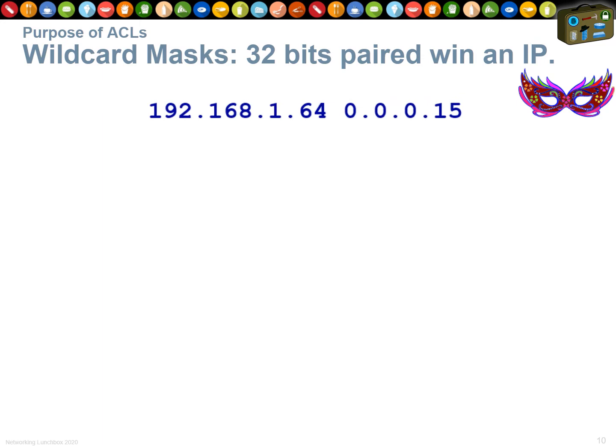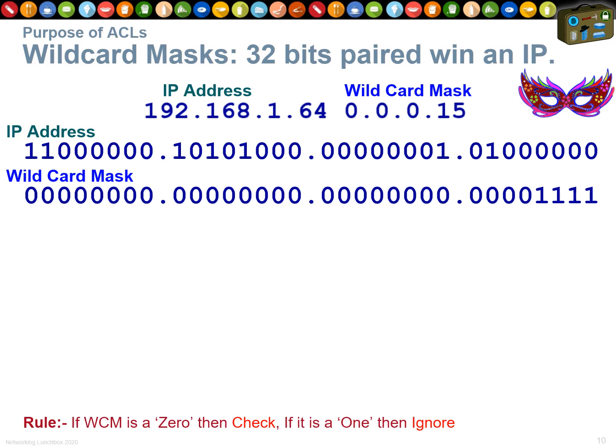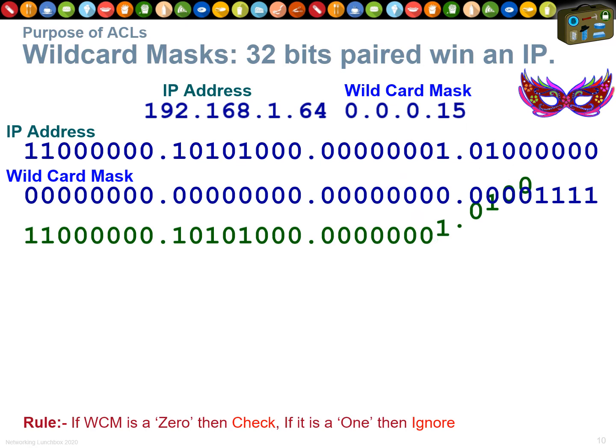Let's take the IP address pairing, 192.168.1.64, and the wildcard mask, 0.0.0.15. I've laid those out in binary underneath each other so you can see the actual process the router takes to calculate what it wants to do. We're going to take the IP address and run it like through a colander or a strainer. We're going to run that IP address through the wildcard mask. And everywhere there's a 0, we're interested in that value. And everywhere there's a 1, we don't care.